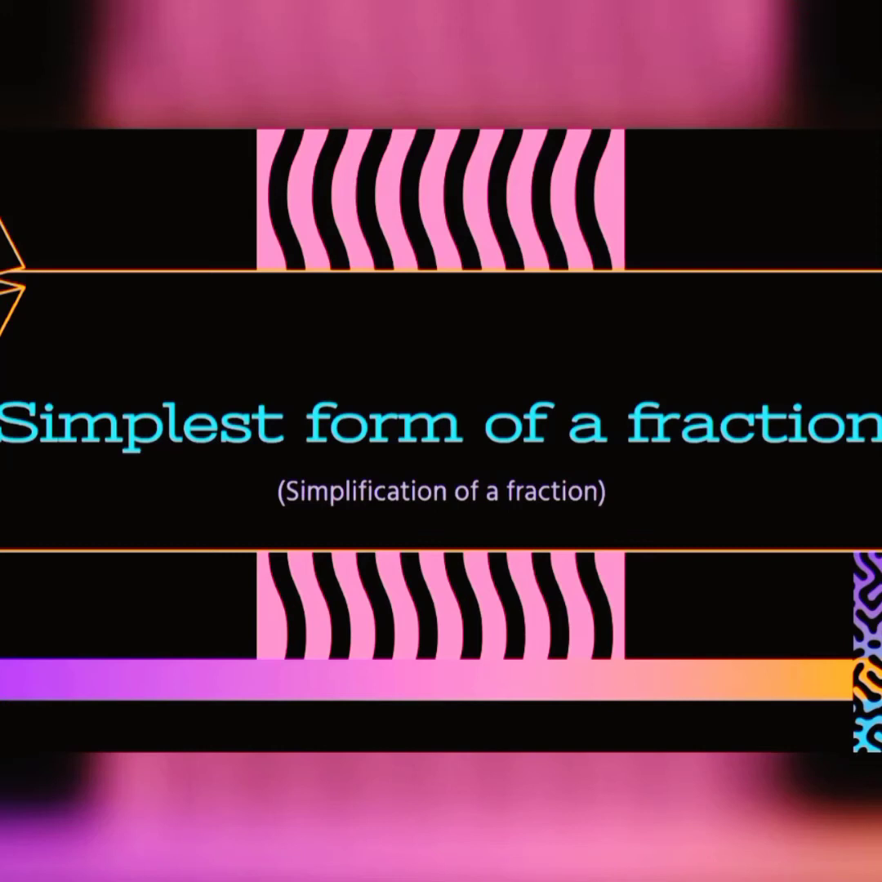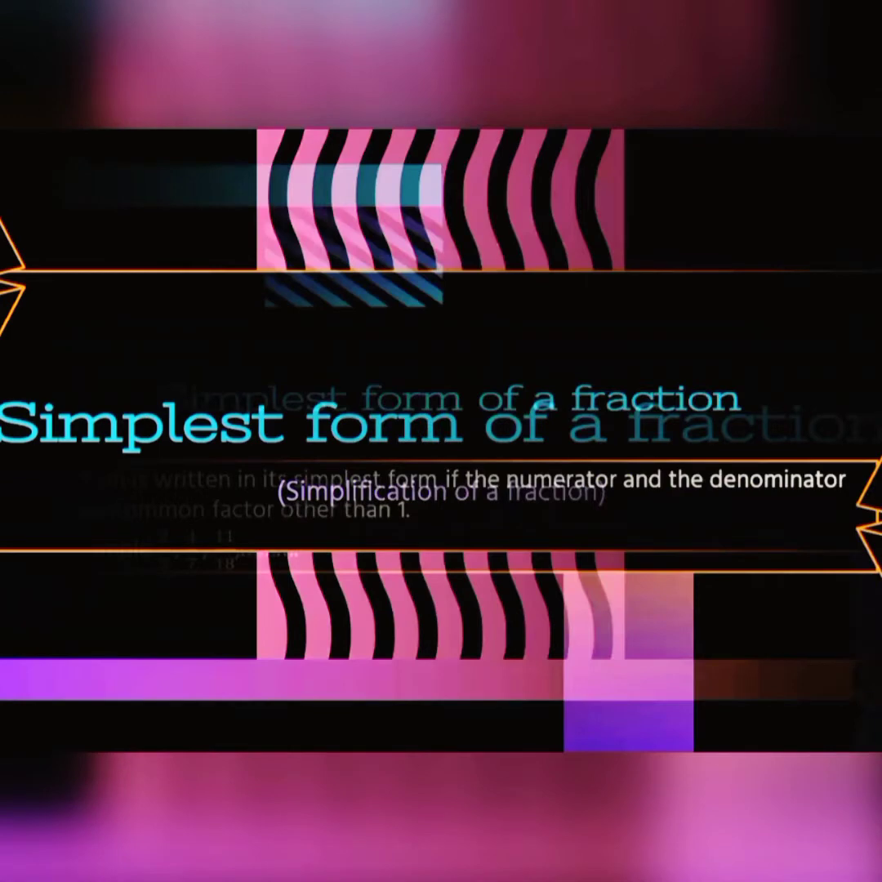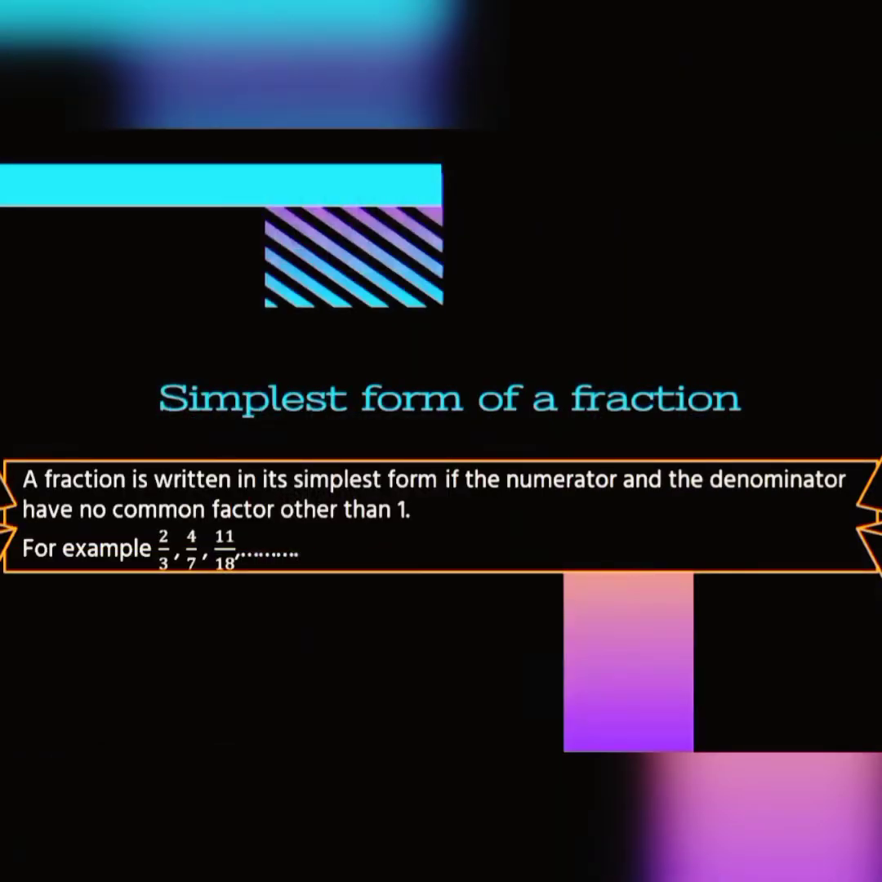Today we are going to study the simplest form of a fraction, that is, how to simplify a fraction. Before that, we will understand what simplification of a fraction is. A fraction is written in its simplest form if the numerator and the denominator have no common factor other than 1. Meaning, if a fraction is given, check the factors of the numerator and denominator, and if only 1 is common, that is called the simplest form of that particular fraction.